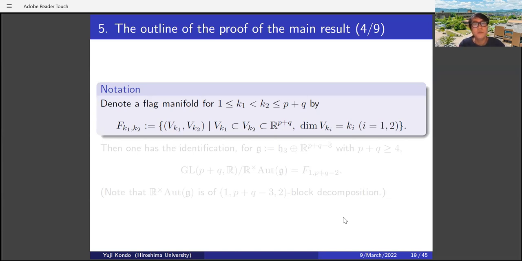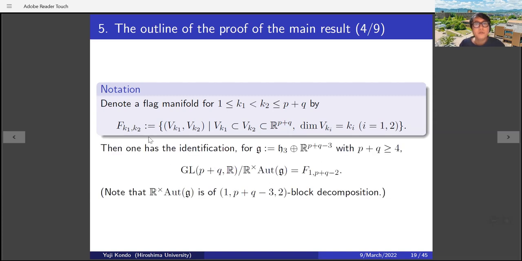So for this purpose, we set the notation for the flag manifold. For any K1 and K2 satisfying this condition, we denote by FK1,K2 the set of the pairs of VK1 and VK2 such that VK1 is a subspace of VK2, and VK2 is a subspace of the entire space RP plus Q, and their dimensions are given by K1 and K2. Using this notation for flag manifolds, we have an identification for this Lie algebra: GLP plus QR over R cross of G is equal to F1,P plus Q minus 2.